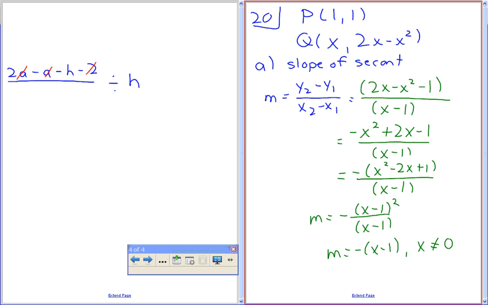Does that work properly? I went through that at 100 miles an hour, but does that make sense? Always try and factor everywhere in life. Negative 1 plus or minus x. I put plus minus x because x could be greater.